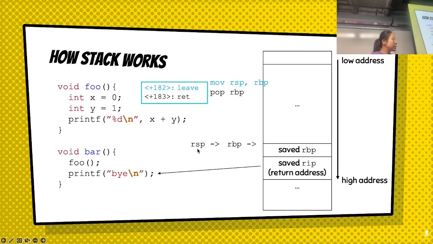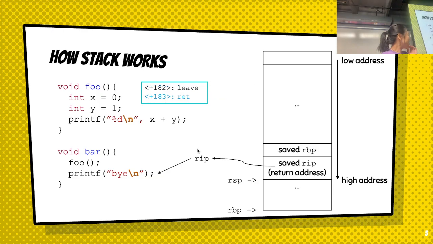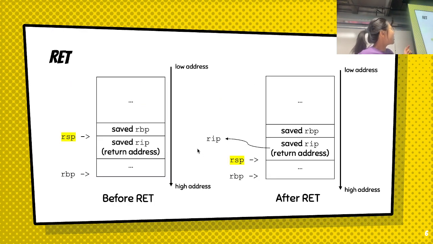So keep in mind, whenever you have a pop, it means that you change your RSP's value by plus 8, and also, depending on the other operand of the pop, you will move the bottom value to that register. Okay, cool. All right, so now let's start to talk about return.